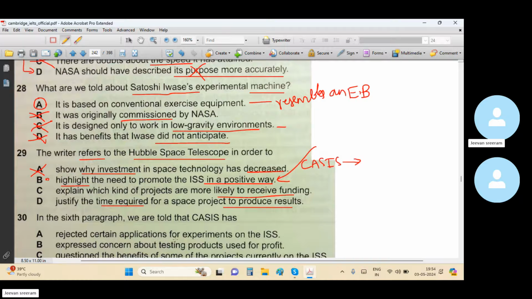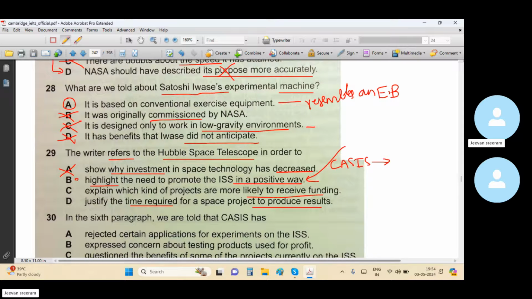C, explain which kind of projects are more likely to receive funding. It's not about that. Somehow it definitely tempts the students, but the motive is not that. The author's idea is what CASIS should do. How difficult is it for CASIS to get investors for the ISS when they are able to see projects like the Hubble Space Telescope, which cost less and produced more research outcomes and research papers, right?